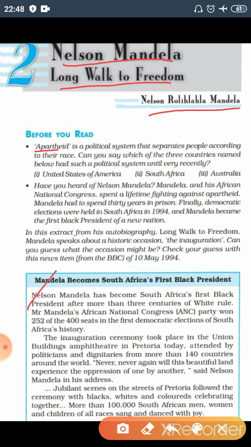This lesson gives us an overview of how Nelson Mandela, along with others, carved their way to a society where there will be no discrimination on the basis of their color, caste, race, age, or gender. So let's move on to the lesson.